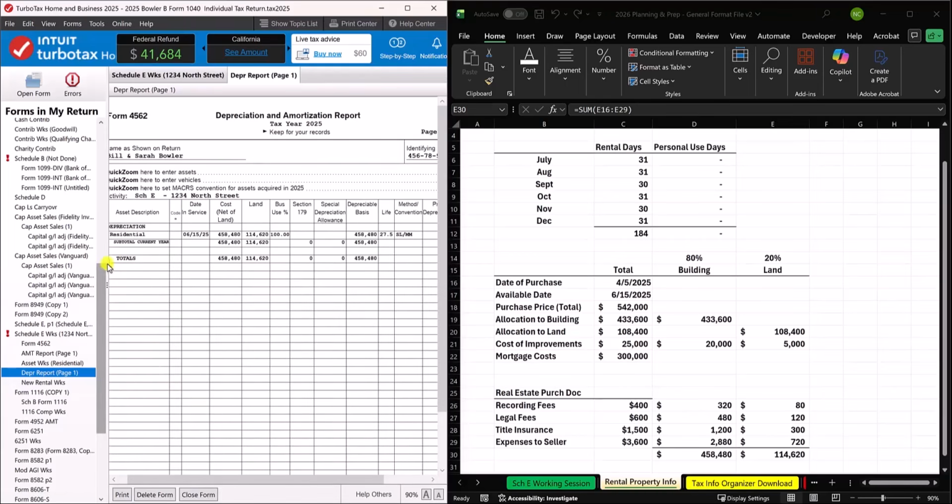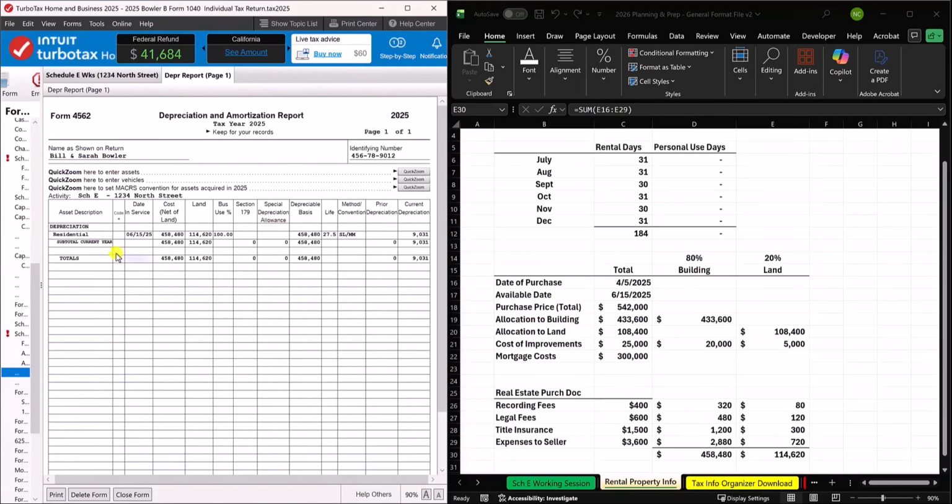So right here, let's see if I can make this a little bit bigger. There is our residential property. There's the date placed in service, 6/15/2025. There's the cost net of land, $458,480, and then there is the amount allocated to the land, $114,620. Okay, so the depreciable basis is $458,480. That's the number we calculated right here. The total amount subject to depreciation.